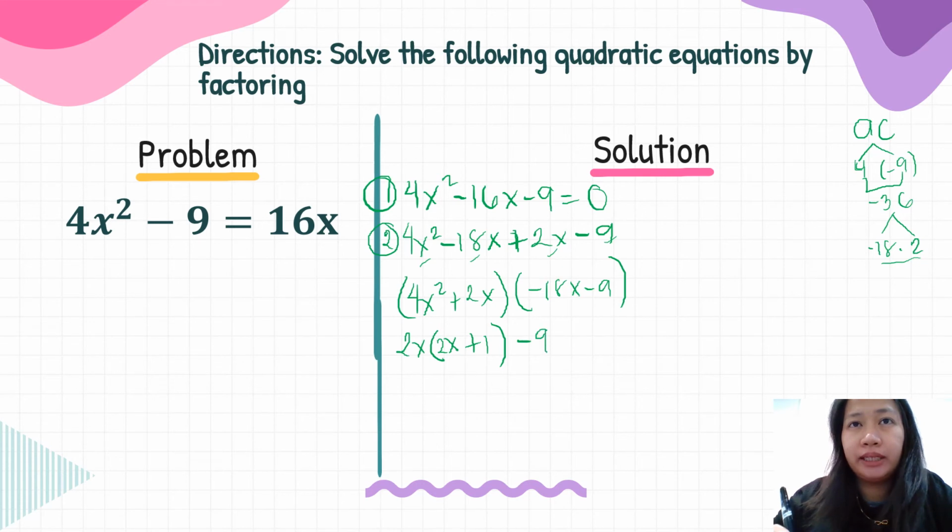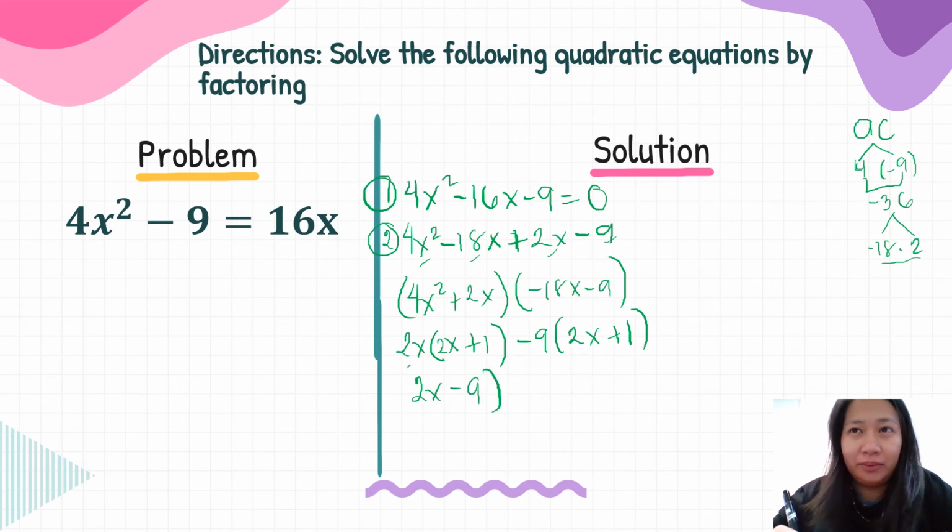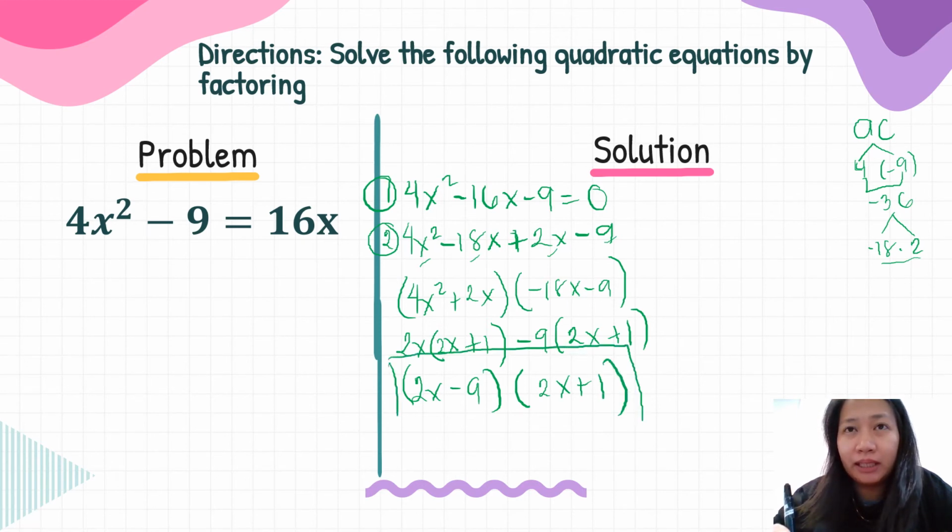And let's have this one. Common is negative 9. And negative 18x divided by 9 ay 2x, and negative 9 divided by negative 9 is positive 1. Ayan. And pagsasamahin yung nasa labas, that's 2x minus 9. Ayan po. And kokopyahin yung isa, 2x plus 1. So, ito po yung factor mo. Nasa step number 2 pa lang tayo ha.